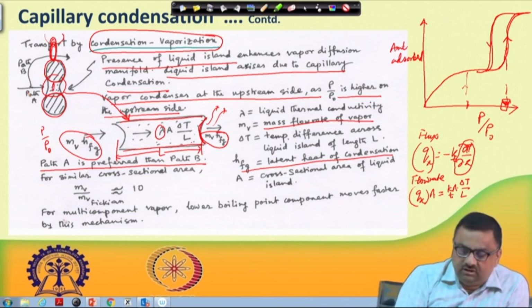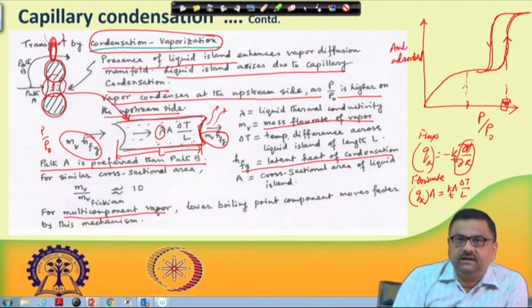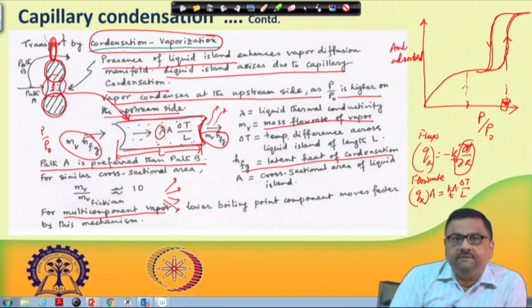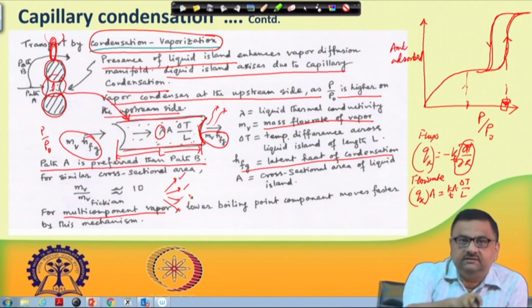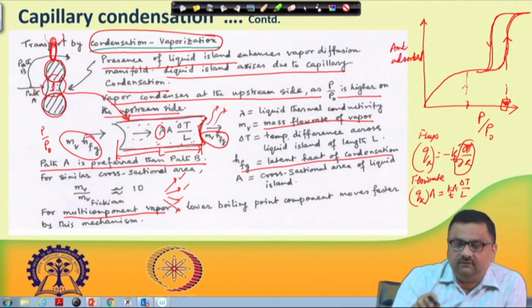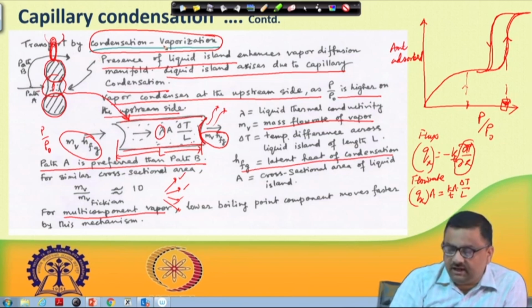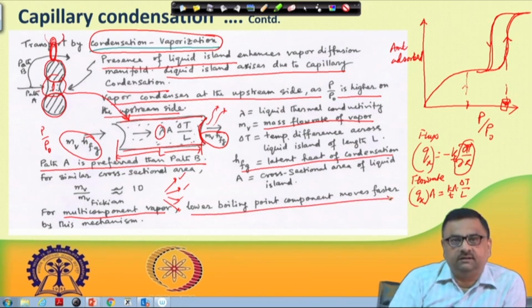In this case we call this a multi-component vapor, that means there are multiple components: methane, ethane, propane, butane, and they have different boiling points. So at what point will they condense, what are the saturation vapor pressures? They will be completely different. Now, if this mixture of molecules is placed here, and is supposed to travel by this condensation vaporization mechanism, one will find that the lower boiling point component moves faster.